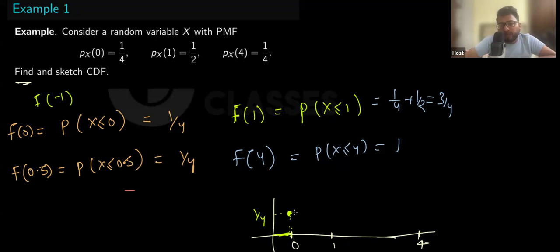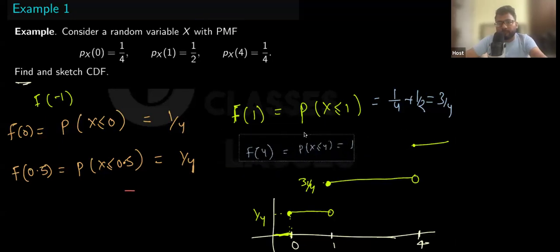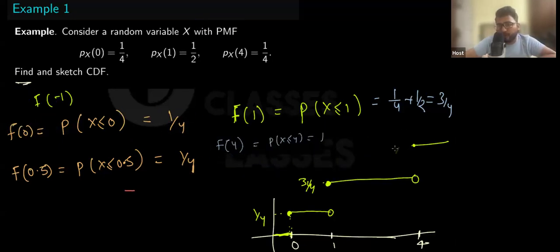Now, it is 1 by 4 till 1. Interestingly, it is 1 by 4 till 1. At 1, there is a sudden jump. At 1, it is 3 by 4. And it is 3 by 4 till 4. At 4, there is a sudden jump, and then this is 1, always 1. So this is 1 by 4, this is 3 by 4, this is 1. Understood? So at these 3 points, there is a sudden jump.